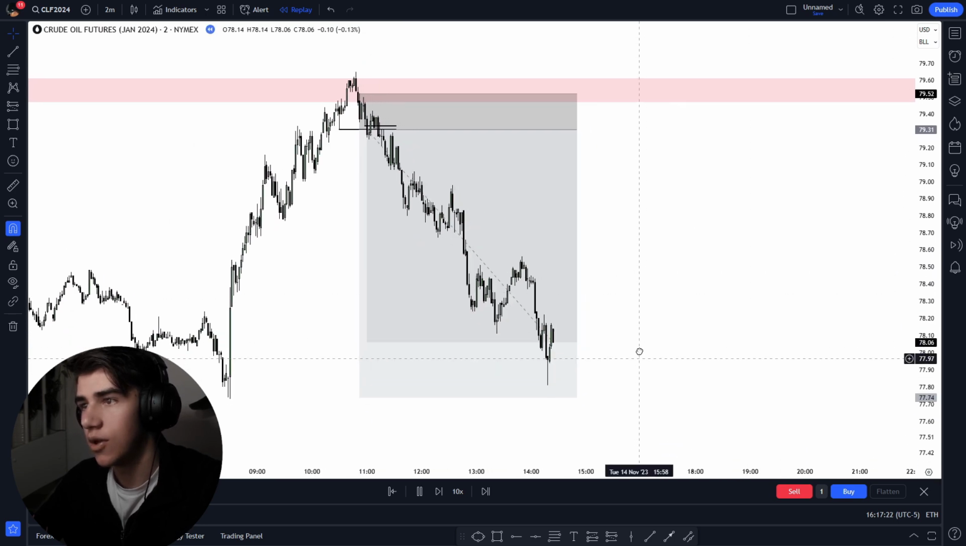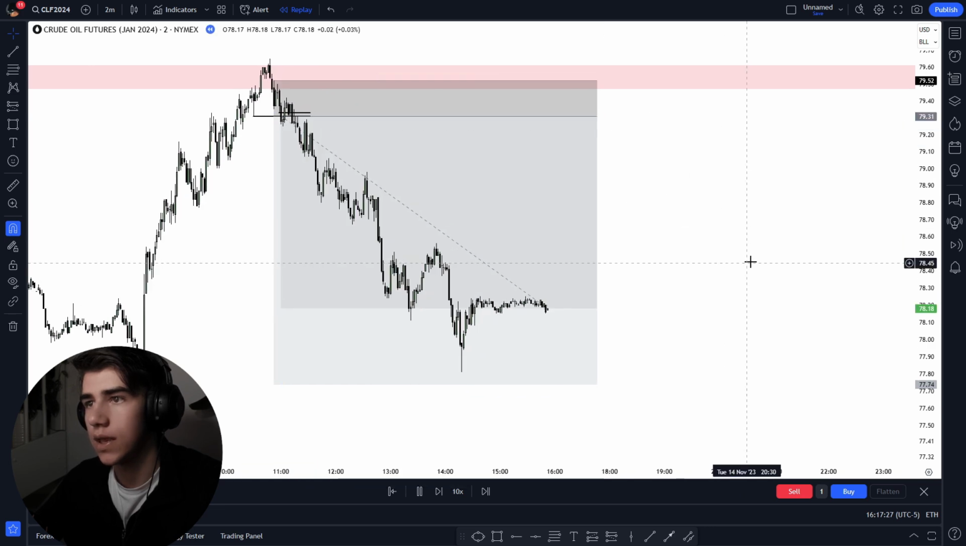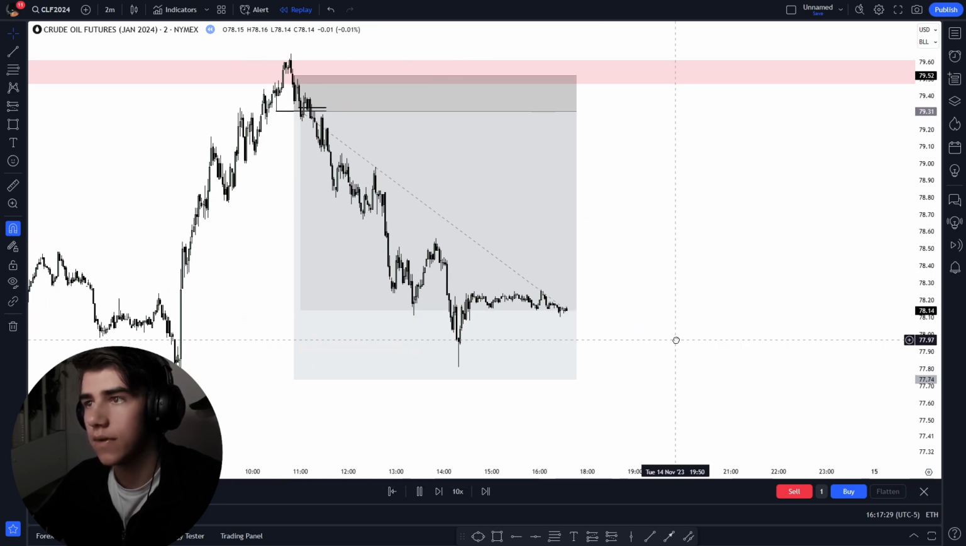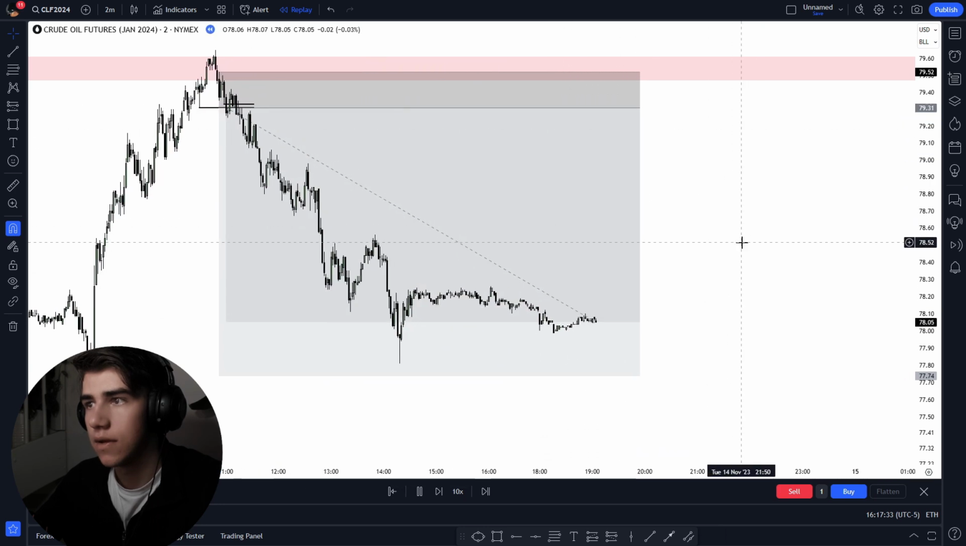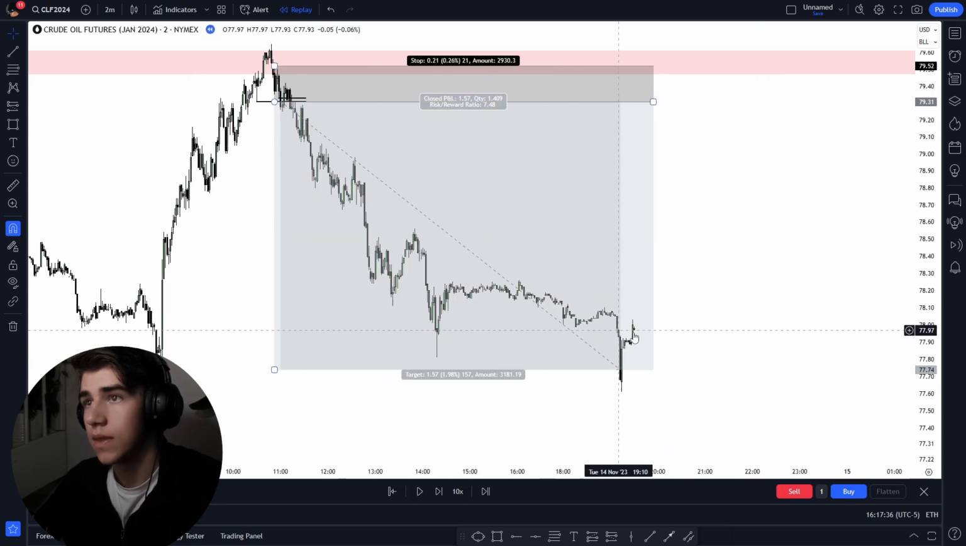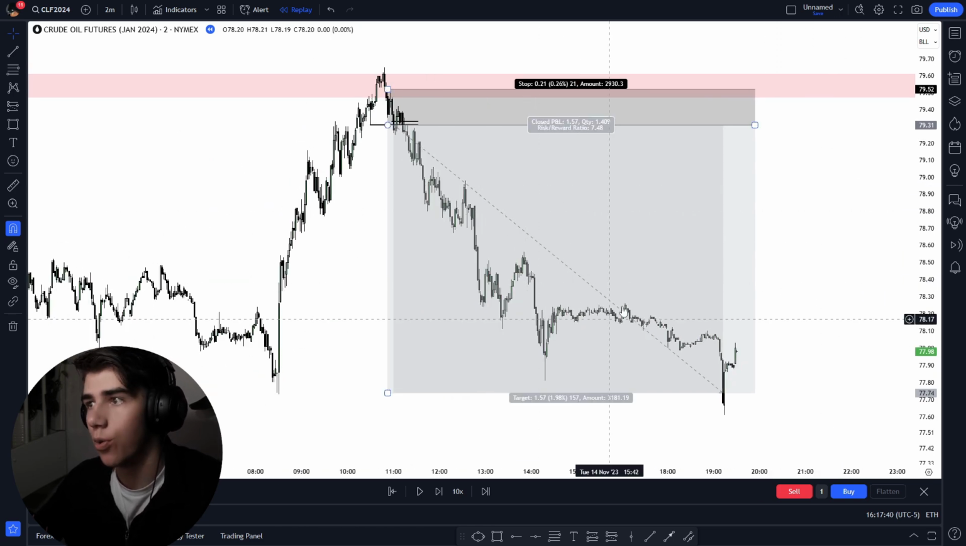This is quite a long trade for me. But let's see if we can hit that take profit eventually. And there we go, right? So this was a very, very long trade. Typically, I would probably not hold till here.